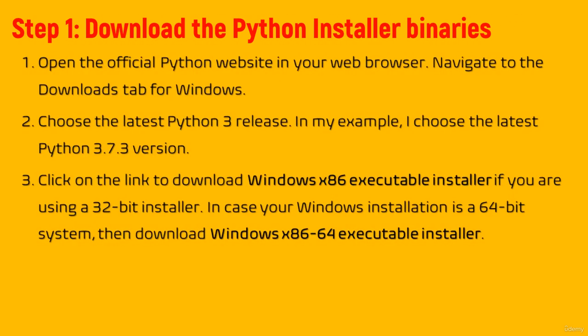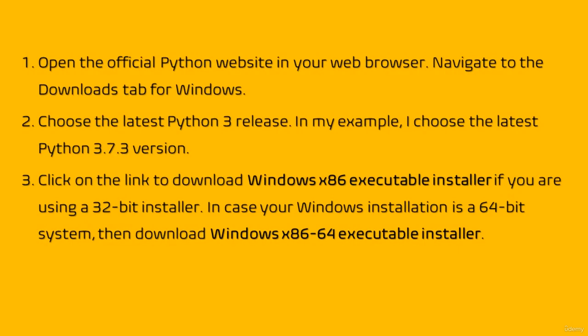So for step 1, downloading the Python installer binaries, open the official Python website in your web browser, navigate to the Downloads tab for Windows, then choose the latest Python 3 release. So in my example here, I'm choosing the latest Python 3.7.3. Now click on the link to download Windows x86 executable installer if you're using a 32-bit installer. In case your Windows installation is a 64-bit system, then just go ahead and download Windows x86-64 executable installer. You know what to do.